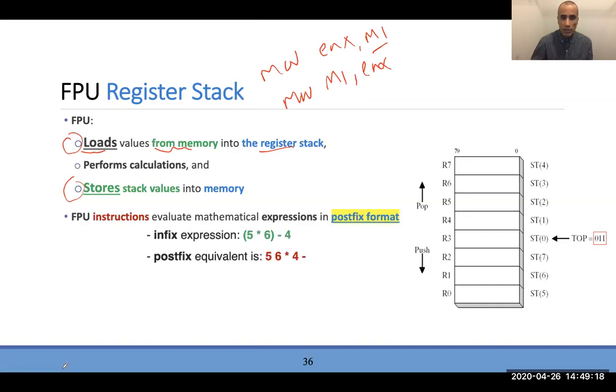And this is what we covered in the last class. And then we learned one thing, that the floating point unit works on the postfix. Okay, so the postfix, if you give this expression right here, it's data first and then operation. Data first and then operation. And that's what we learned last time. So you need to keep that in mind, the postfix.